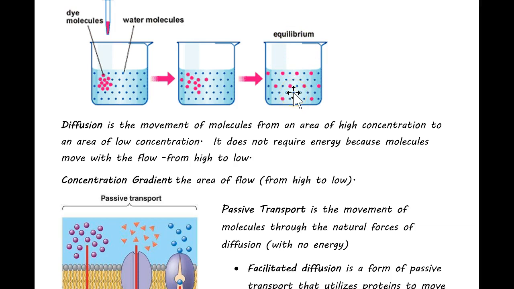Now the molecules don't stop moving, they're still moving, but we can't see the overall change because they're equal, but it is moving. Now that area from high to low, we're going to refer to that as the concentration gradient. So when the movement goes with the gradient, it is going from that high to the low.